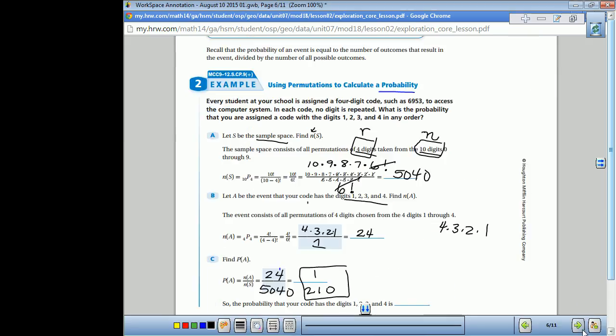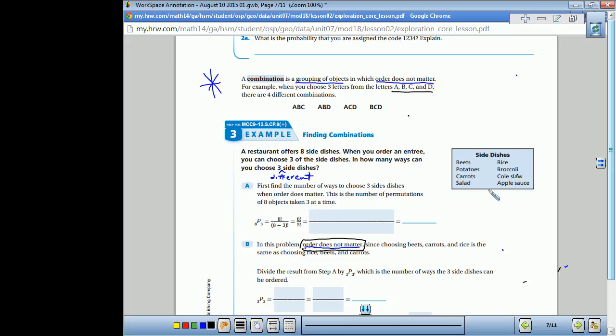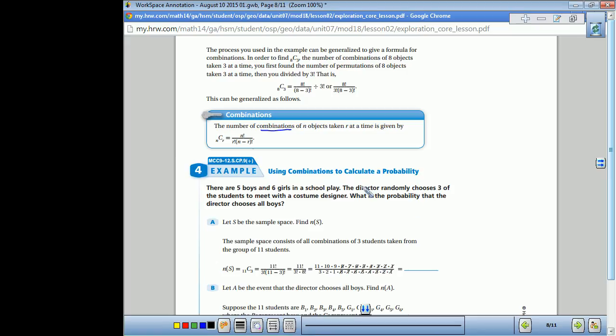So a combination is going to give me a much smaller amount, because I can't count ABC and CBA as 2 different ones. So what we do is we divide by an extra r factorial. What that r factorial does in the denominator is it divides out those duplicates. It takes out the ABC and the CBA. They're the same in a combination. They're the same collection of letters.